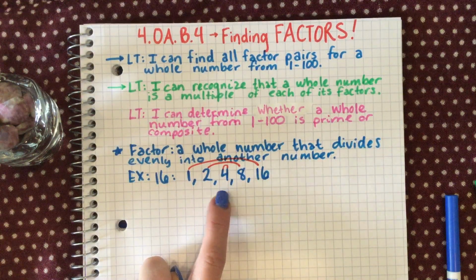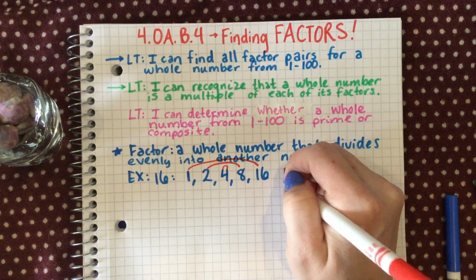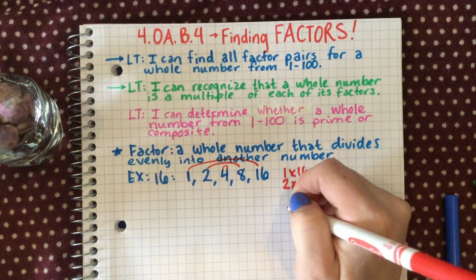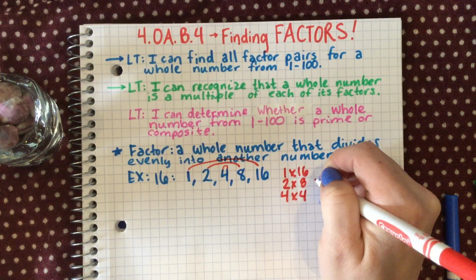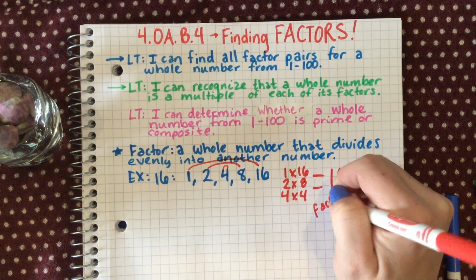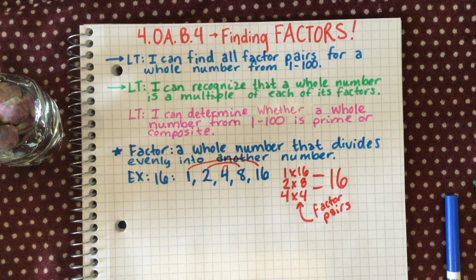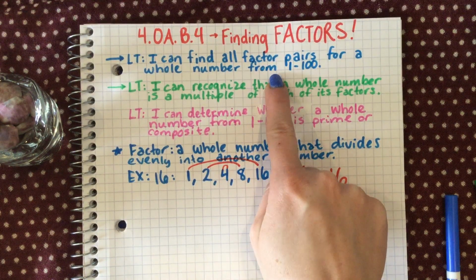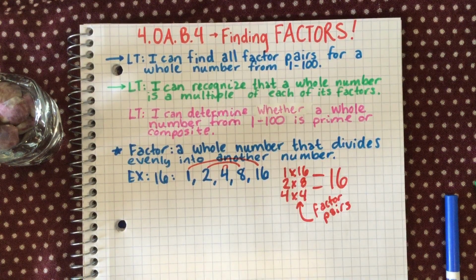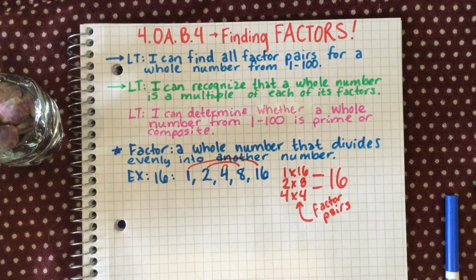And you can see the factor pairs here for 16. 1 times 16, 2 times 8, and 4 times 4. These all equal 16. These are the factor pairs for 16. Nice. Okay, so that covers our first target. I can find all factor pairs for a whole number from 1 to 100. We're going to need to be practicing our multiplication to master that target. Let's look at this next one.